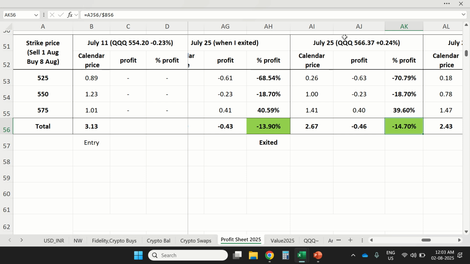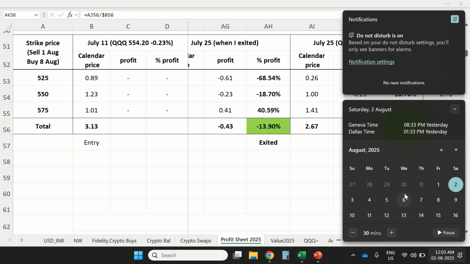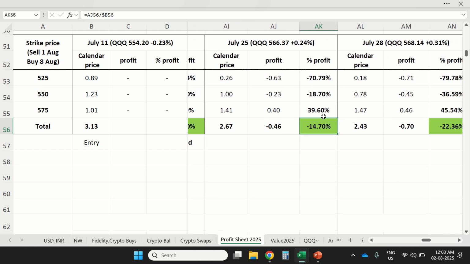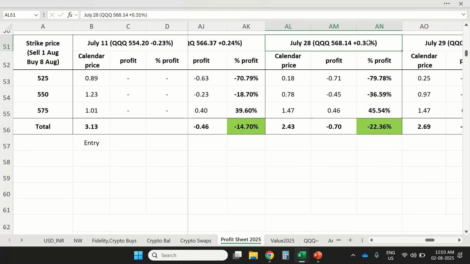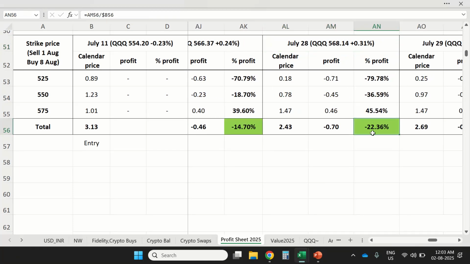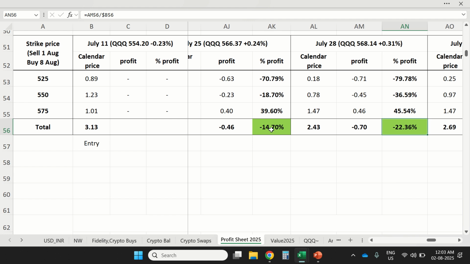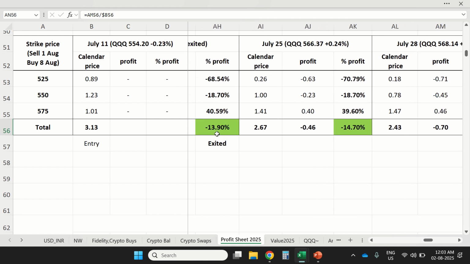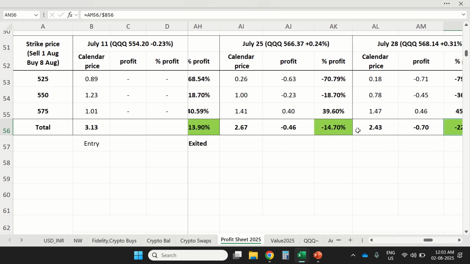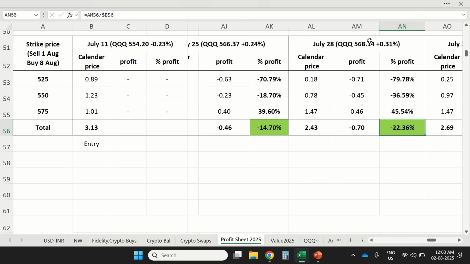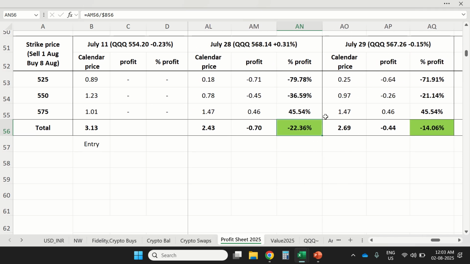Just for documentation purposes, I will also show you how this trade performed during the last week, after I exited on 25th July. Okay, how volatile it was. On July 28th, which is Monday, the loss went up to 22.36%. You can see the loss suddenly went up from 14%. I exited at 13.9, and by close it was 14. In a single day, QQQ didn't move much, and you saw a loss of 22.36%.